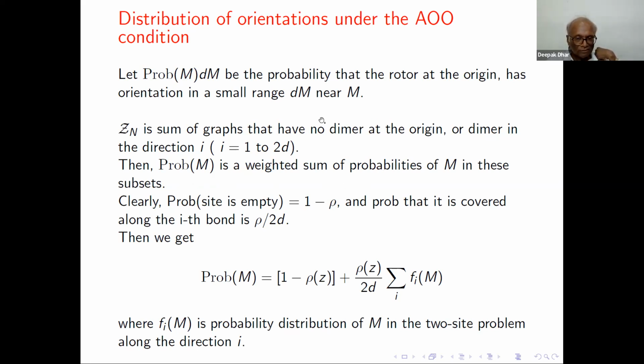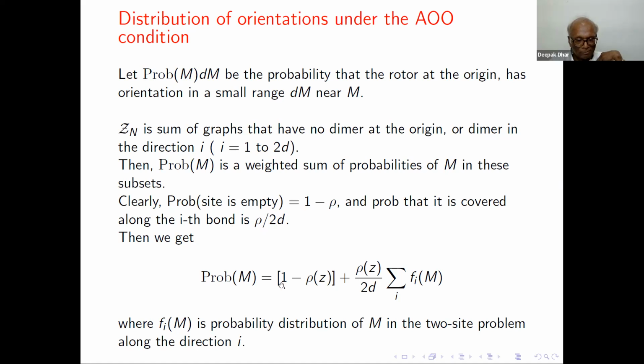And prob m is a weighted sum of probabilities of these subsets. Okay, these different ones. And the probability that a site is empty is 1 minus rho by definition. Rho is the density of dimers. Rho is the density of sites covered by dimers as opposed to the number density of dimers. So the probability that one particular bond is covered is rho by 2d, because there are 2d different orientations. And prob m is just a weighted sum of these things.